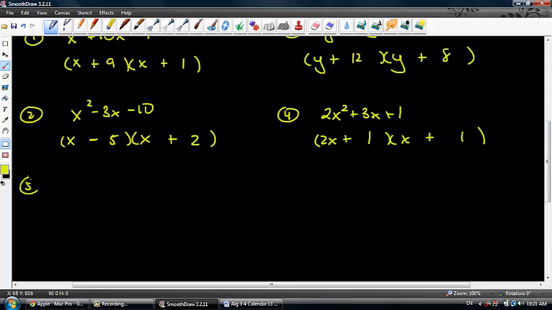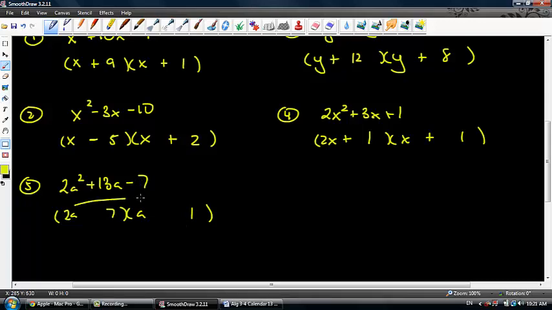Number 5. 2a squared plus 13a minus 7. Here's where it's going to get a little bit tricky. I got 2a and a. My symbols are going to be plus and minus, but I want to know what order I'm supposed to put them in, because that's actually going to matter. Let me try 7 and 1, because those are the only two numbers that will multiply to 7.